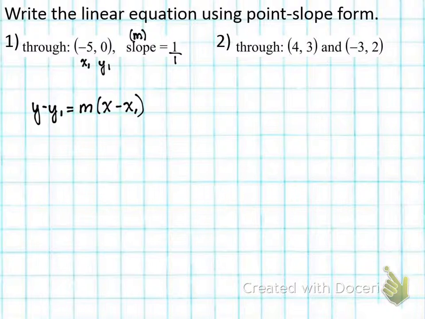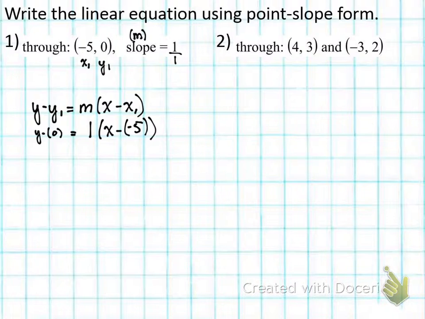So we're going to leave y alone. We're just going to copy that down. Minus, and then y1 is 0, which is equal to our slope is 1, m is 1. And then our x we're going to leave alone, but x1 is -5, so it's like minus -5. And we're going to leave that alone.